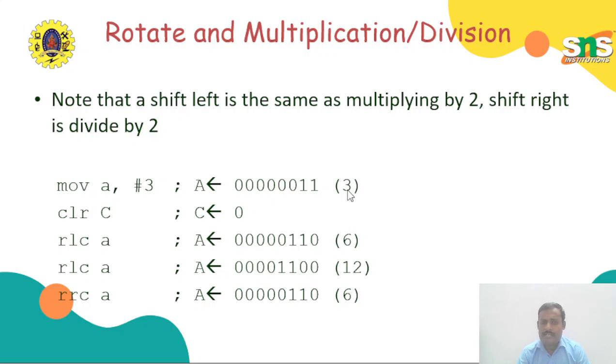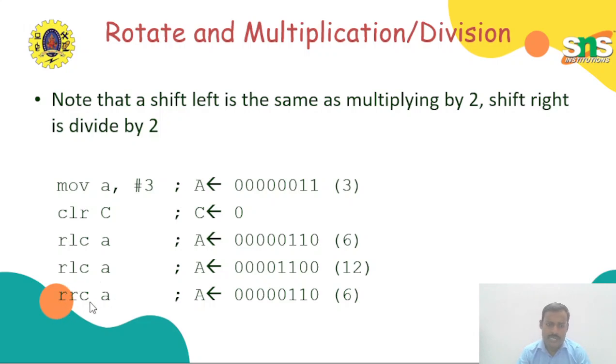Look at this, actual data is 3. So one time if you perform a left shift, it becomes 6. There, 3 into 2 will be 6. Again if you perform a left shift another time, 6 into 2 will be 12. So each time it is multiplied by 2. Look at this, I am performing a rotate right. If you perform a rotate right, it will be equal to dividing by 2.